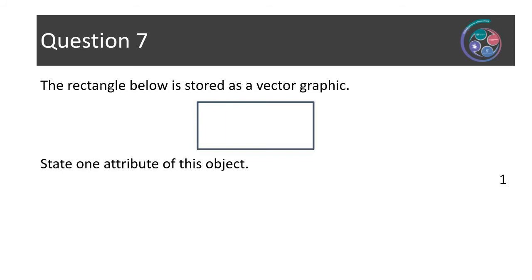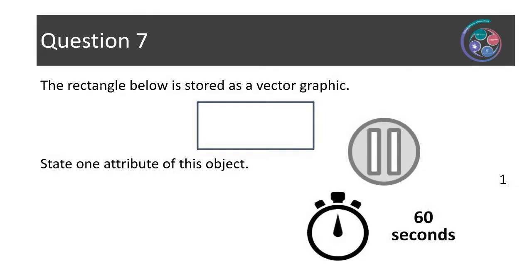So we know when we're talking about vector graphics that we have different shapes that can be represented by the code that's used to create the vector graphics. This code contains attributes of the object which give the computer information about where and how the object should be displayed on the computer screen. You're being asked here to state one attribute of this object. It's a 1-mark question, so it's going to be a short answer, and we should be looking to take between 60 and 90 seconds to get this done. Pause the video now to have a go yourself.